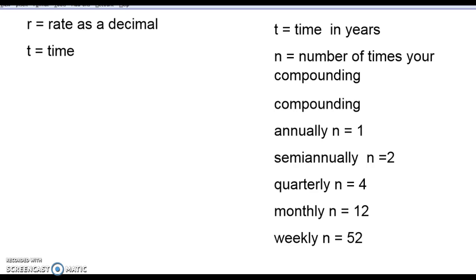If we compound quarterly, that's n equals 4. If we compound monthly, that makes sense. There's 12 months in a year. If we compound weekly, that's 52 times. If we compound daily, guess what that would be? You're right. n equals 365.